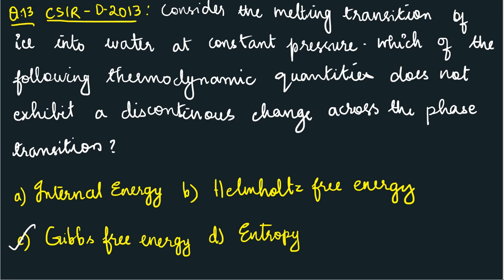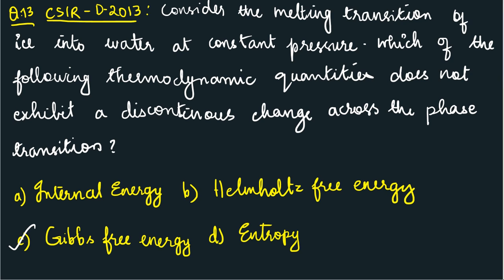And here, a very simple question. Consider the melting transition of ice into water at constant pressure. Which of the following thermodynamic quantities does not exhibit a discontinuous change across the phase transition? A very easy question, a phase transition question. I have already told in my first PYQ videos, I have explained about the phase transition, like what are the quantities that are continuous and what are the quantities that are discontinuous. Please see that and then do this question.